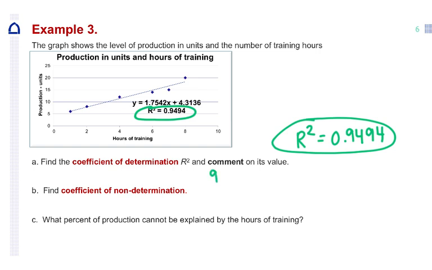Okay, if we want to comment, that's where we turn this decimal number between 0 and 1 into a percentage and say 94.94% of the Y value, sorry, that's a mistake, of the Y value. So of the production, the Y value, is explained by hours, the X value.